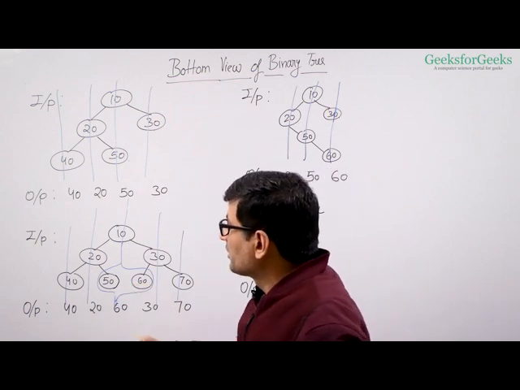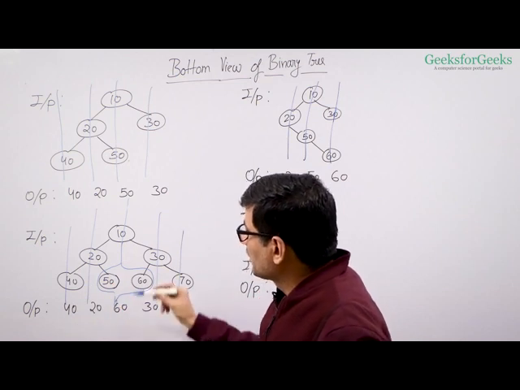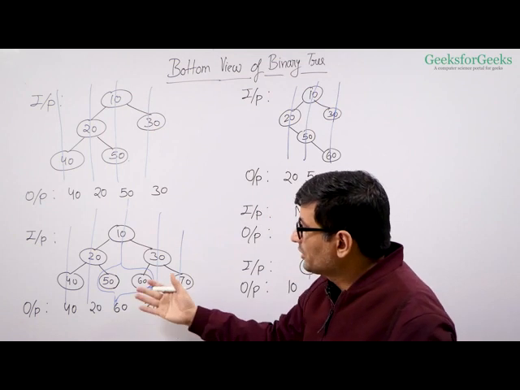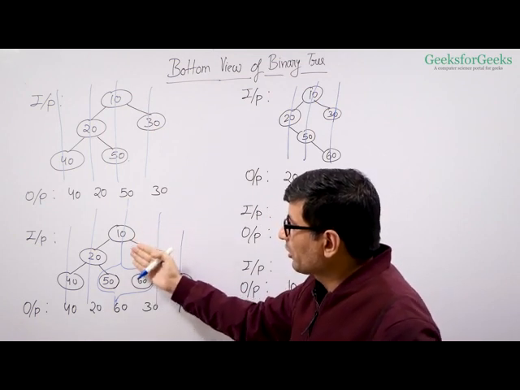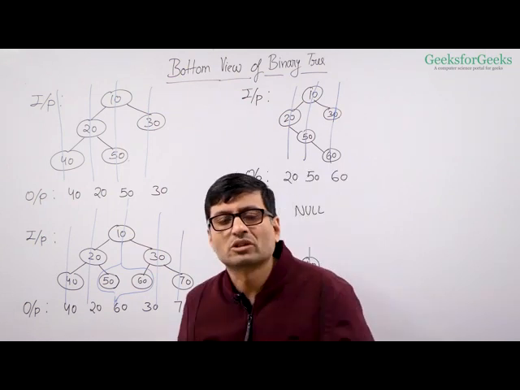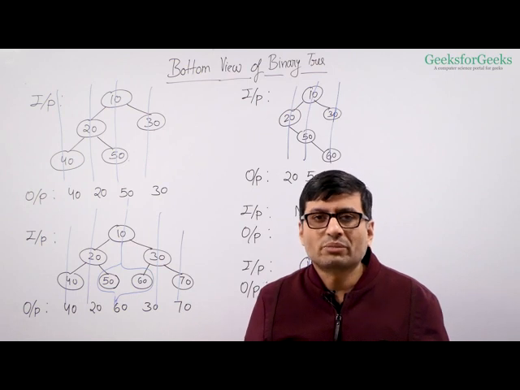Let's see this tree. In this tree, we have these 5 vertical lines. We print 40, then 20. Then we print the bottom of these 3 nodes. Now, if you see this line, we are not able to put pictorially everything into one vertical line, and that's why we have the concept of horizontal distance to understand these vertical lines better.